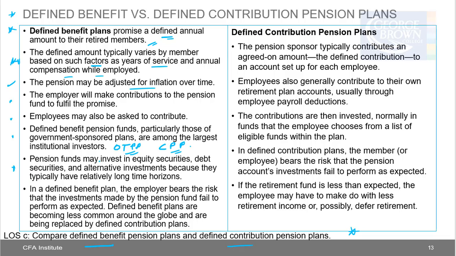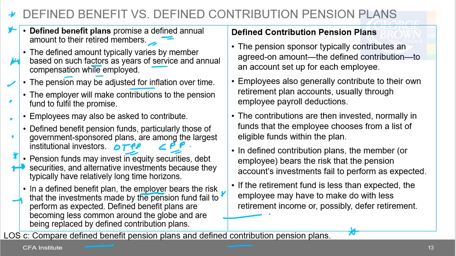Pension funds may invest in equity securities, debt securities, and alternative investments because they typically have long time horizons. Again, you can go to the website of any pension fund, perhaps one in your country, and have a look at what they're investing in and what their investment teams are. The Ontario Teachers Pension Plan is a pretty good example. And finally, the last bullet point here, a key point: in a defined benefit plan, the employer bears the risk that the investments made by the pension fund fail to perform as expected.